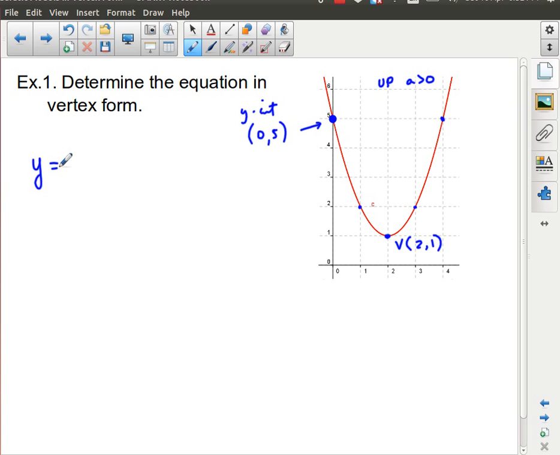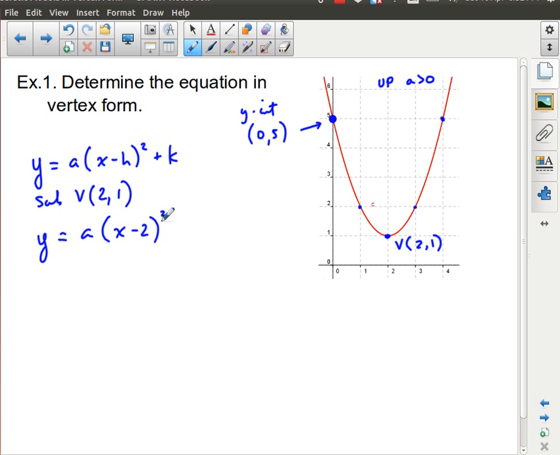So let's start with the general equation in vertex form: y equals a, x minus h all squared, plus k. And then I'm going to sub in my vertex, which is the point 2, 1. So now I have y equals a, and instead of x minus h, it's going to be x minus 2, all squared, plus k, which is plus 1. And now in order to find this a value, which is currently unknown, I need to sub in another point.